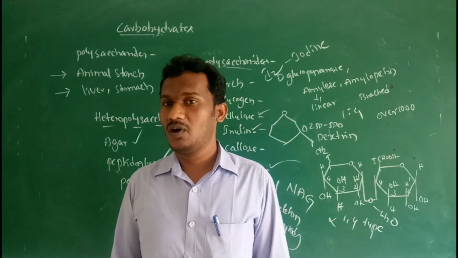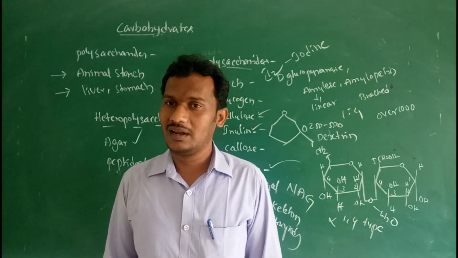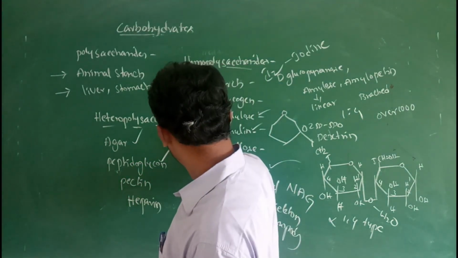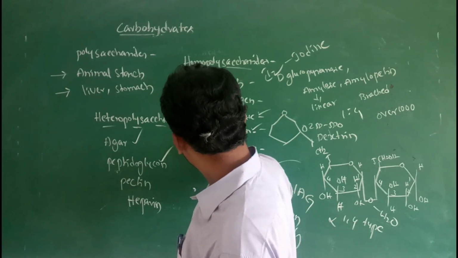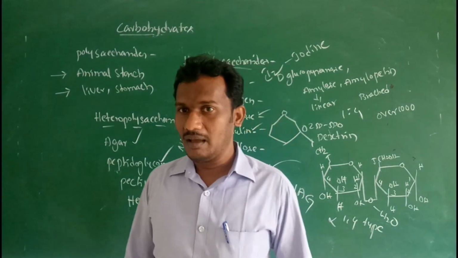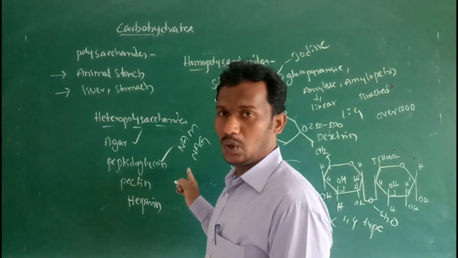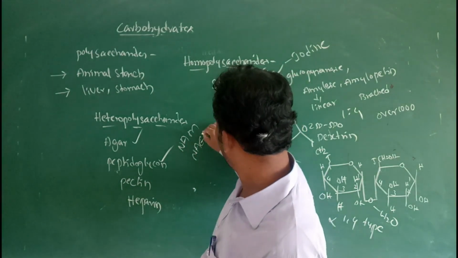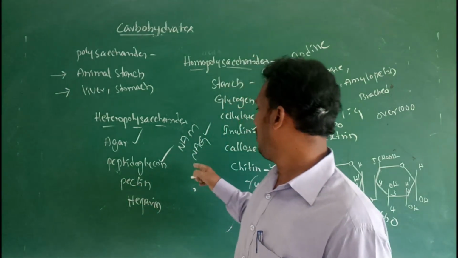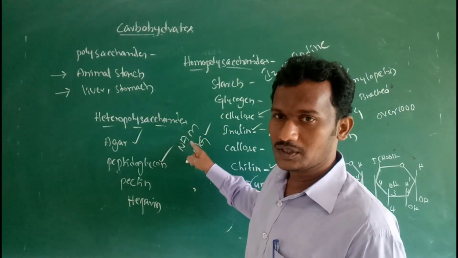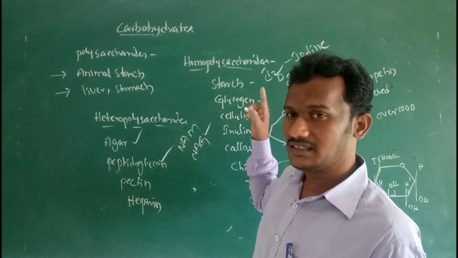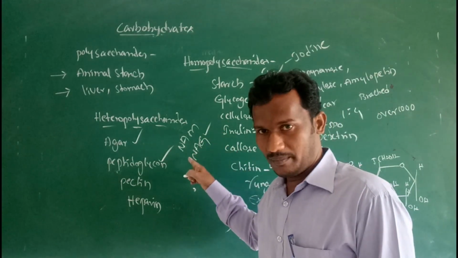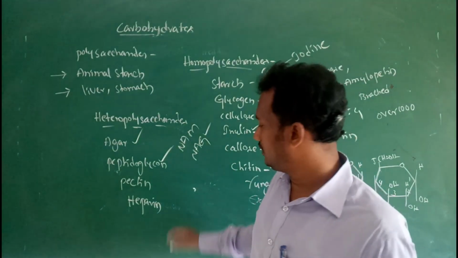Next one, peptidoglycan. The bacterial cell wall is composed of peptidoglycans. This peptidoglycan contains two types of sugars, NAM and NAG: N-acetyl muramic acid and N-acetyl glucosamine. In chitin, only one type of sugar, N-acetyl glucosamine, is present, but in peptidoglycans, the bacterial cell wall, two types of modified sugars are present, N-acetyl muramic acid and N-acetyl glucosamine.